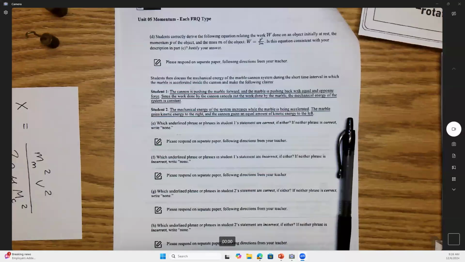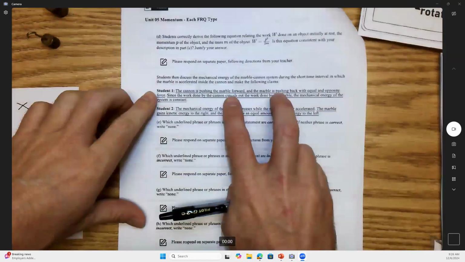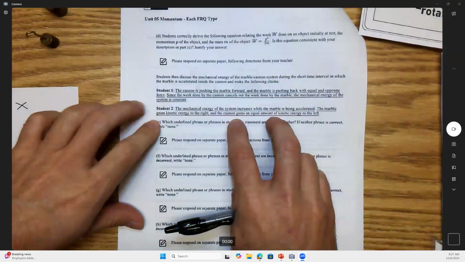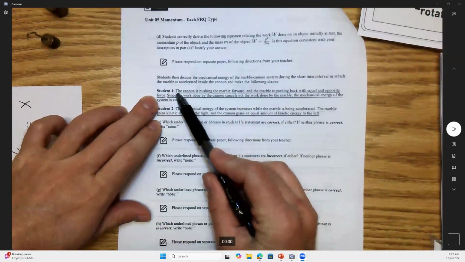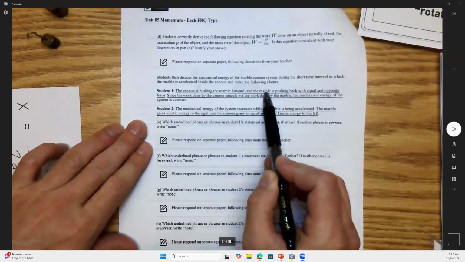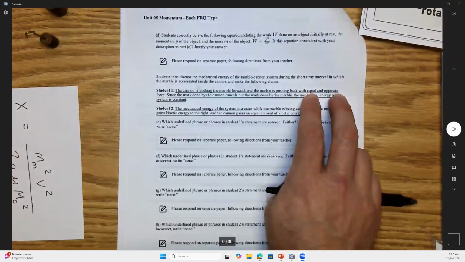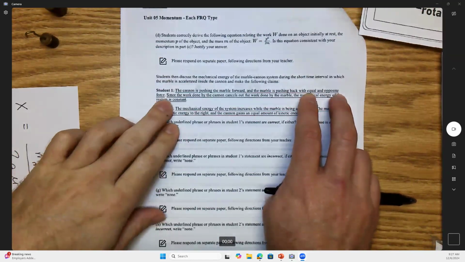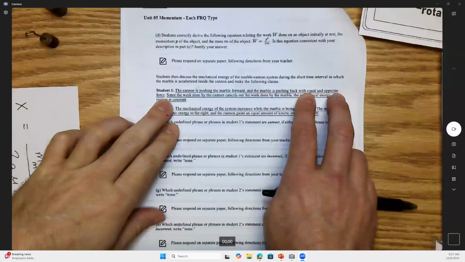Recording resumed. All right, let's go through this piece by piece. Each student made a couple of statements that we're going to evaluate one by one, what's correct or incorrect. So student 1, first statement: the cannon is pushing the marble forward and the marble is pushing back with an equal and opposite force. Show of hands. How many say that's correct? Everybody says correct. That looks like Newton's third law of motion. I think that looks correct.